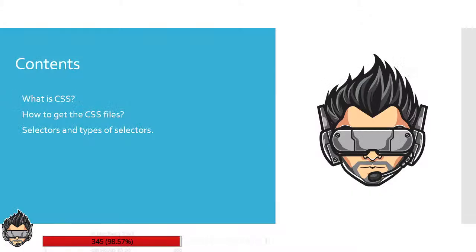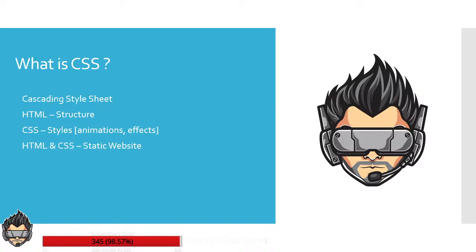way. So in today's video we'll be looking at what a CSS is and how to get the source code of the CSS. You need to go to my GitHub, get the code from there, and load the project like we did for the web development for HTML, and then we'll look at selectors and types of selectors. So first thing is, what is CSS?